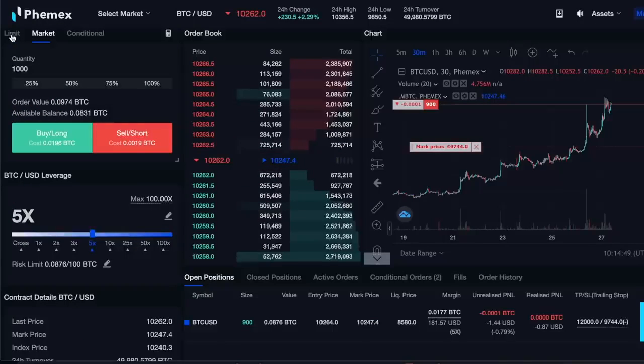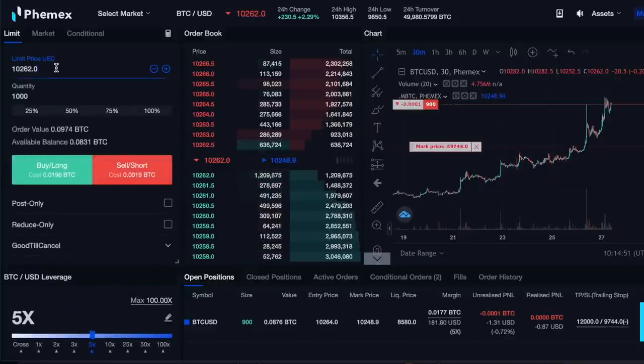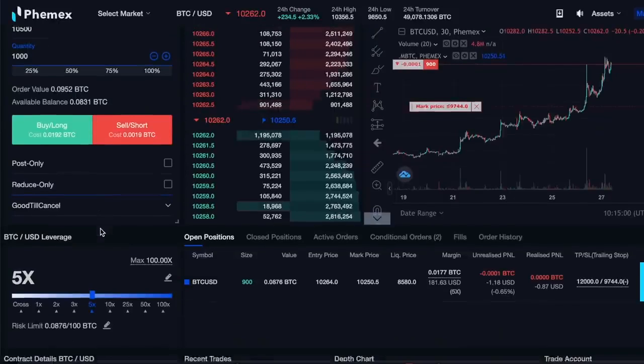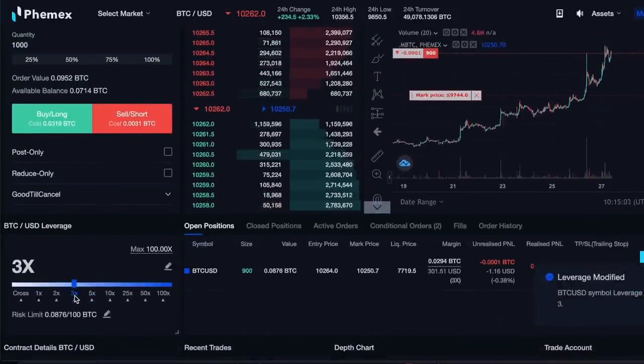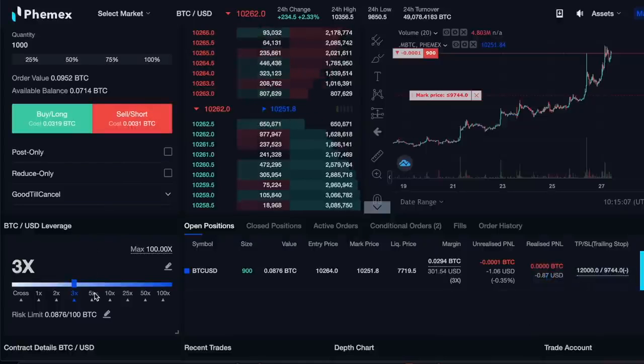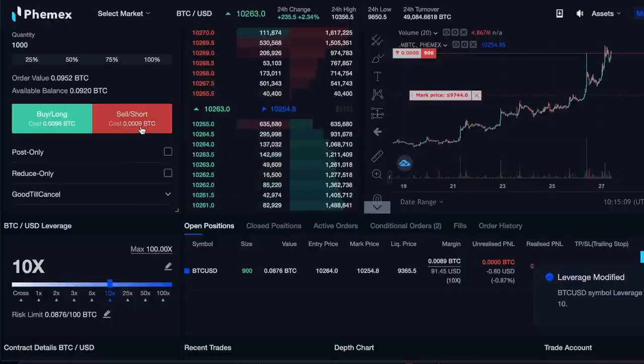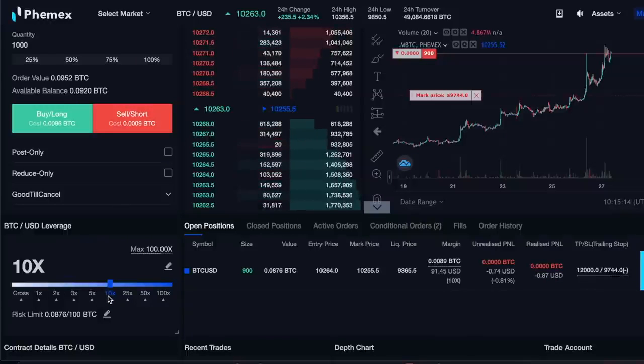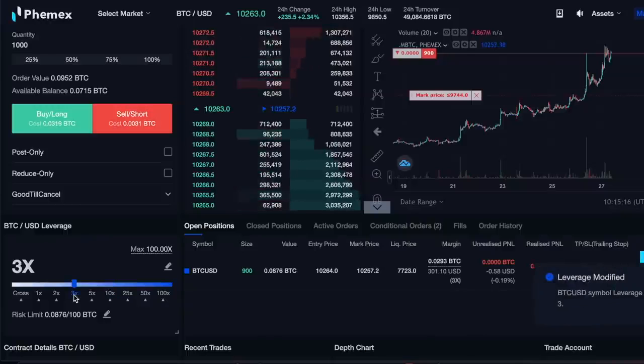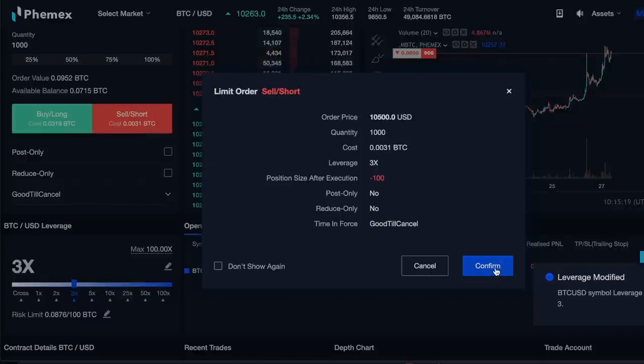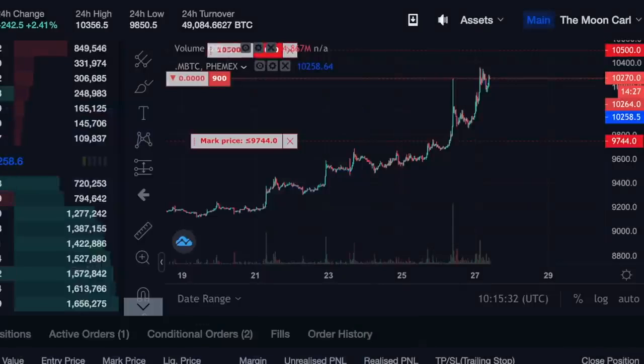Let me show you. Let's say we do a limit order here. Let's say we want to sell Bitcoin at 10,500. We want to sell 1,000 contracts, and we want to use 3x leverage, and we click sell here. It's going to cost us 0.003, and once again, if I put 10x here, we're going to pay less, but we're going to have higher risk because the liquidation price will be closer to our position. Let's stick with 3x. Let's click sell short. Let's review this order, and then you click confirm.